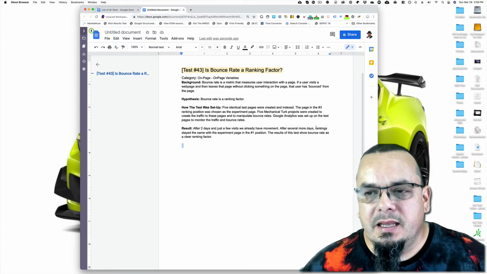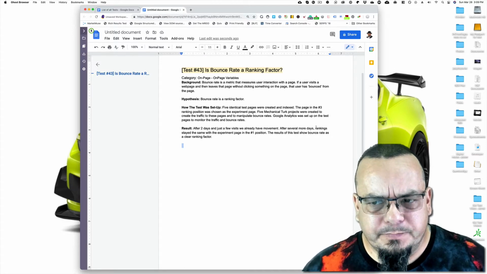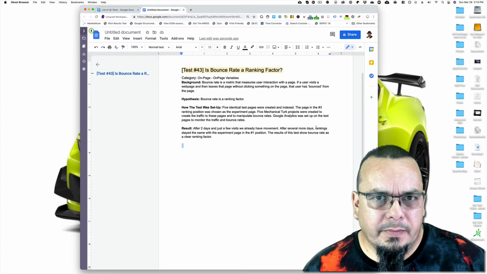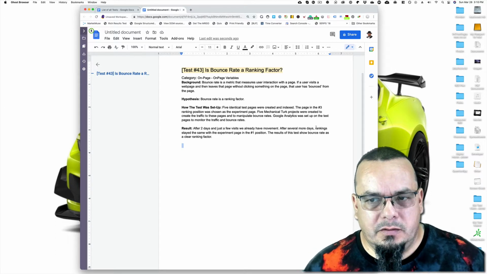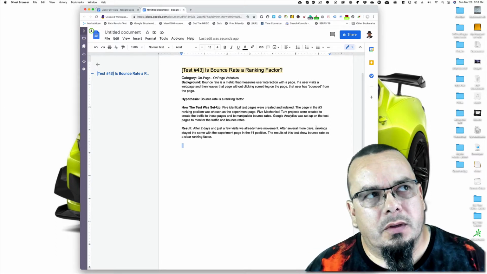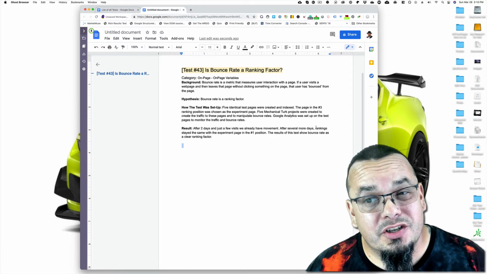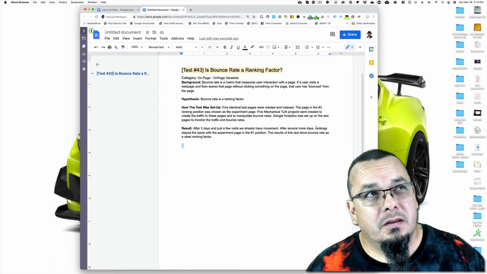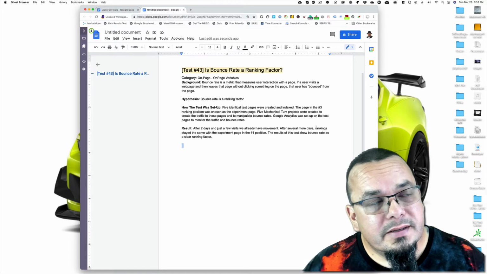Is bounce rate a ranking factor? Let's get into it. All right, so I think you got to be a little bit clear about how bounce rate is measured and to define the different versions. I want to say there's different versions.